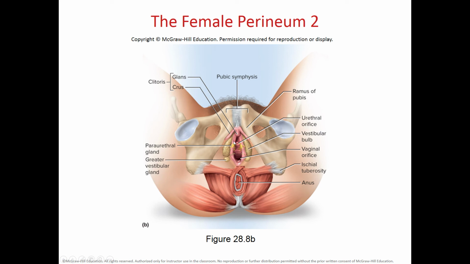So if you remove this skin in here and these structures, you can see them. So these are the greater vestibular glands. And then these are the paraurethral glands, and the lesser are in here.